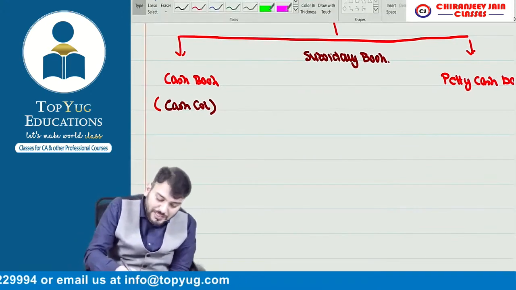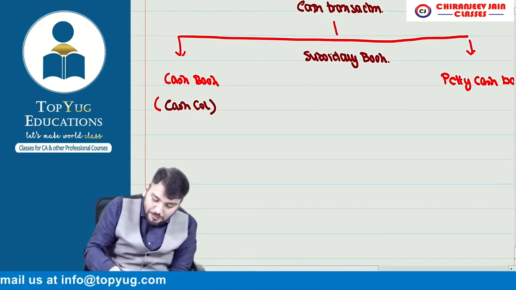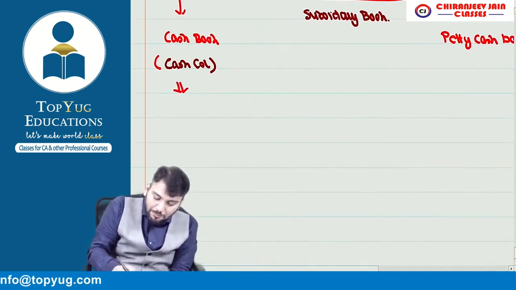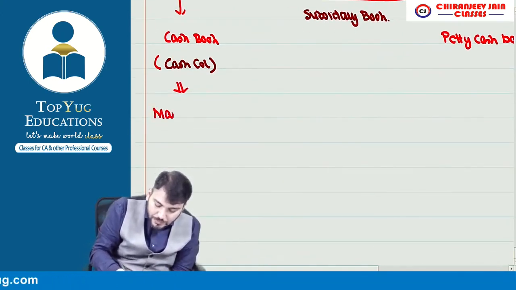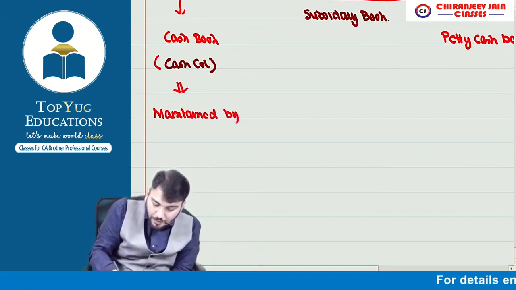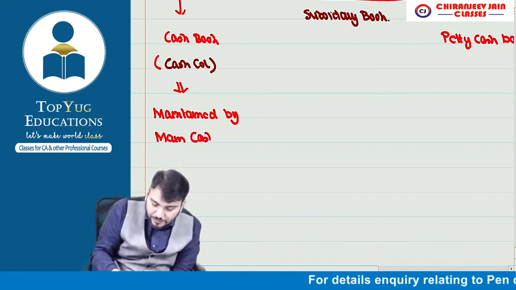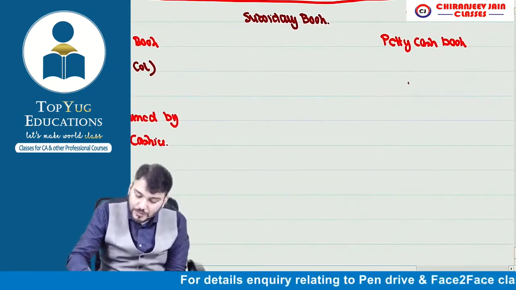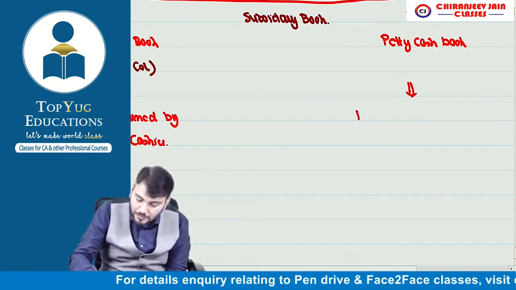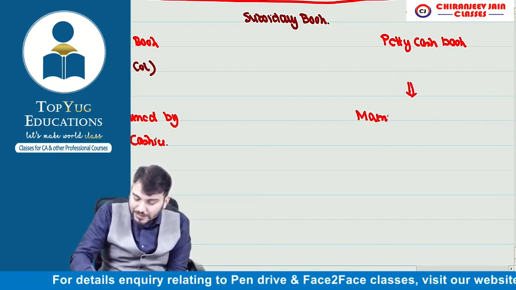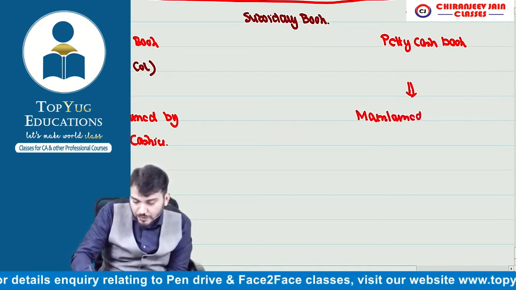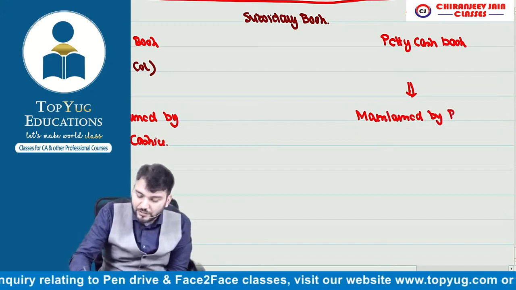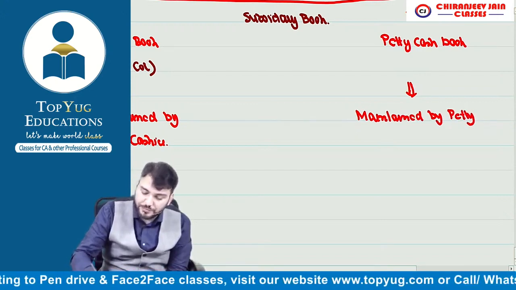Understood? Can I say cash book is maintained by the main cashier? It is maintained by the main cashier. Correct? And petty cash book is maintained by the petty cashier. That is why it is called petty cashier.